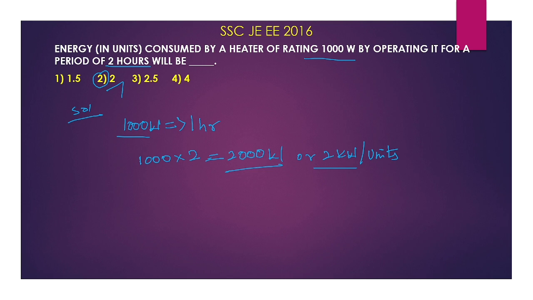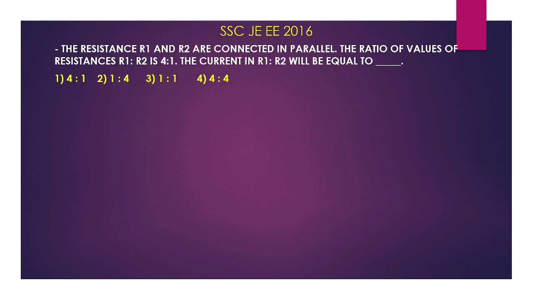Okay, we will solve the third problem. Resistances R1 and R2 are connected in parallel. The ratio of values of resistances R1 to R2 is 4 to 1. The current in R1 to R2 will be equal to dash. Okay, this is the question.